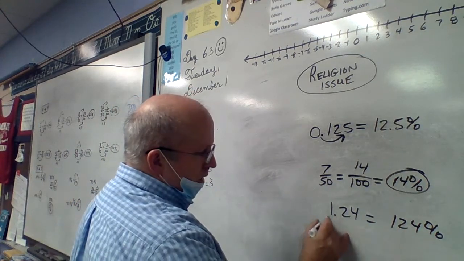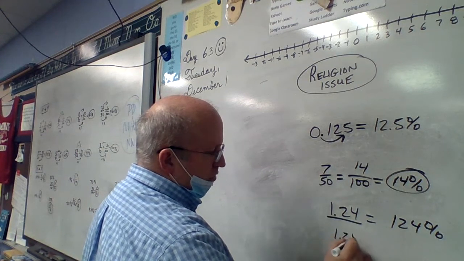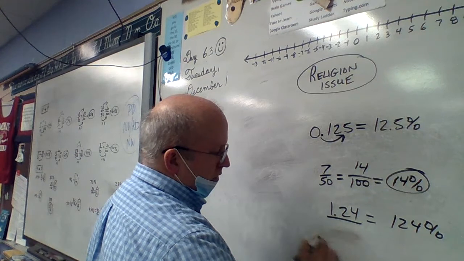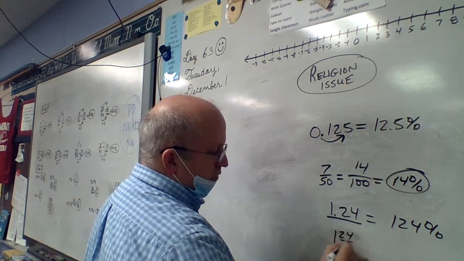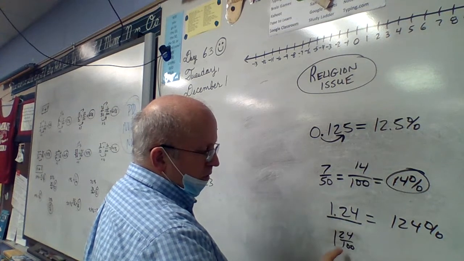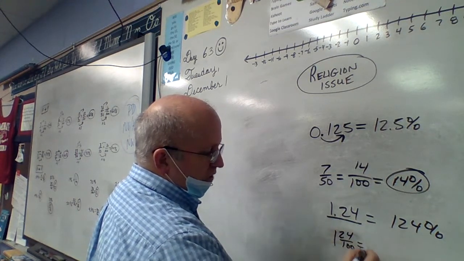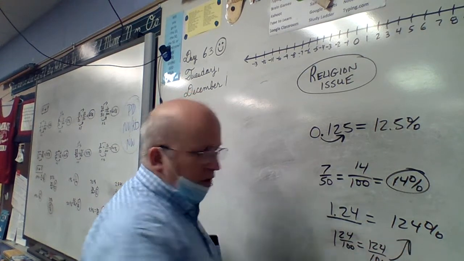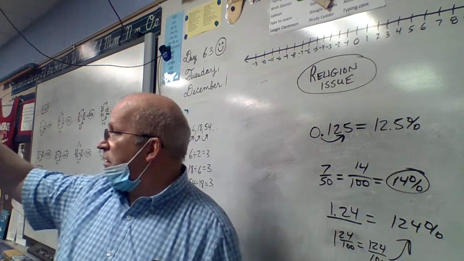Let me show you. This is really 1 and 24 hundredths, right? Because we're occupying the tenths and the hundredths place value. And if I change that into a fraction, that's 124 hundredths. And 124 hundredths is 124%. Okay.